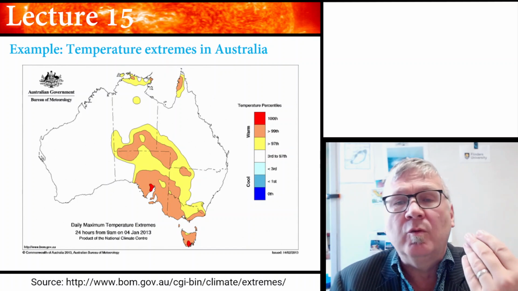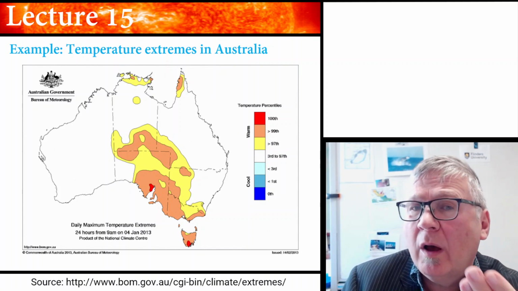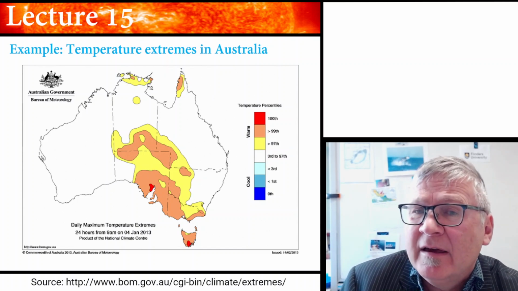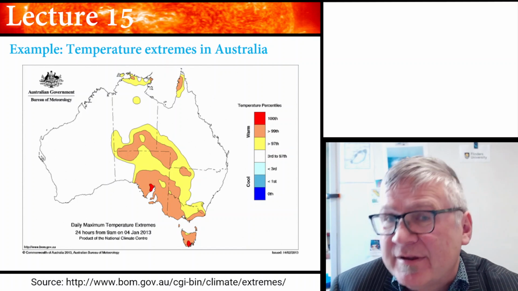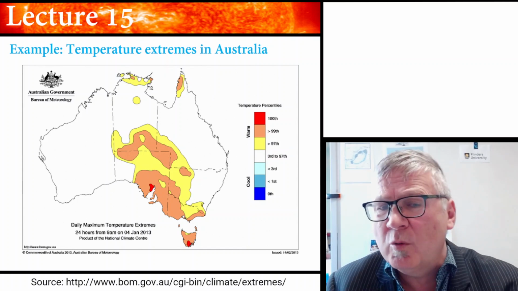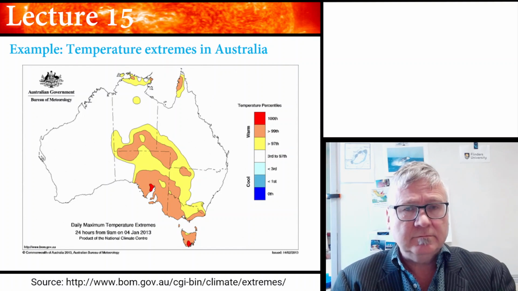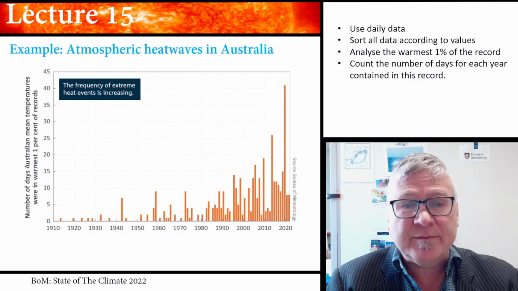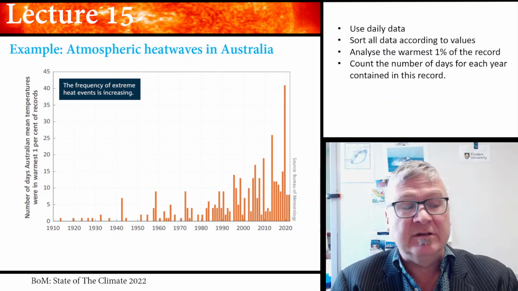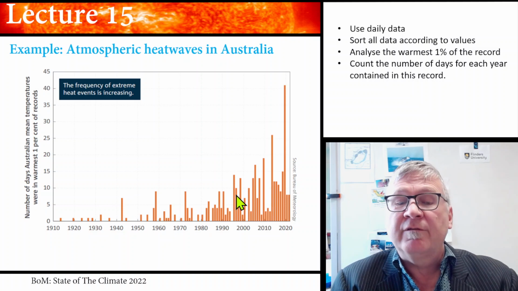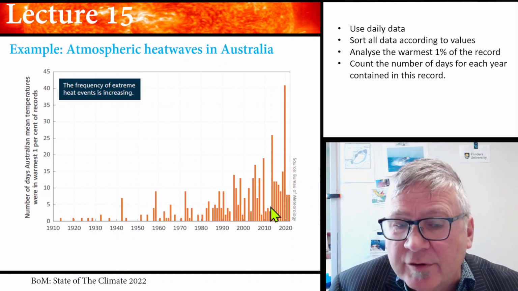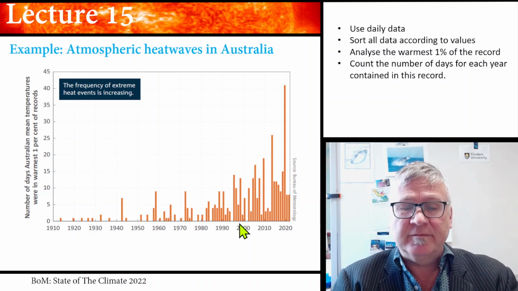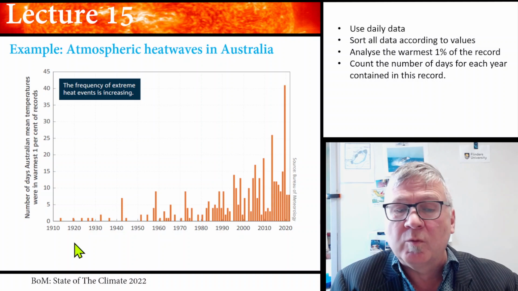Okay, so now you want to learn how these atmospheric heat events, has the number increased in Australia? How do you work that out? And this is shown on the next graph. So let's have a look. Atmospheric heat waves in Australia. This is a graph from the latest State of the Climate report from 2022 from the Bureau of Meteorology for Australia, and let's have a look what's shown here.